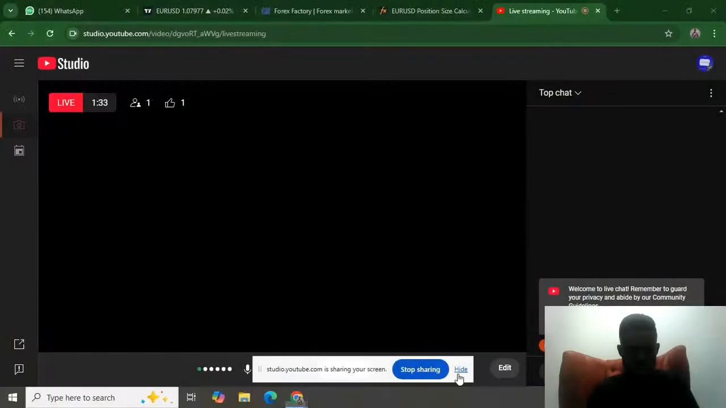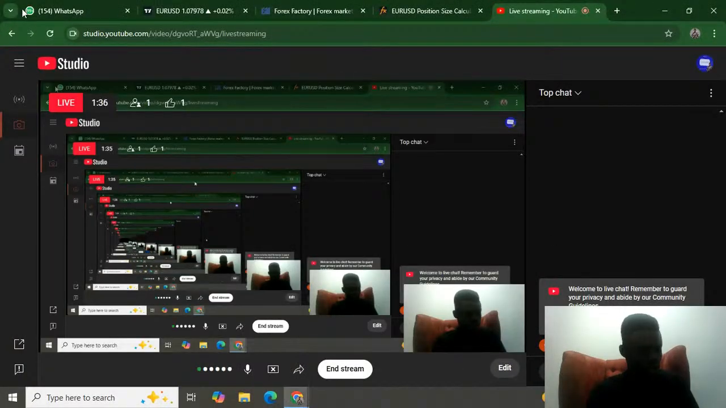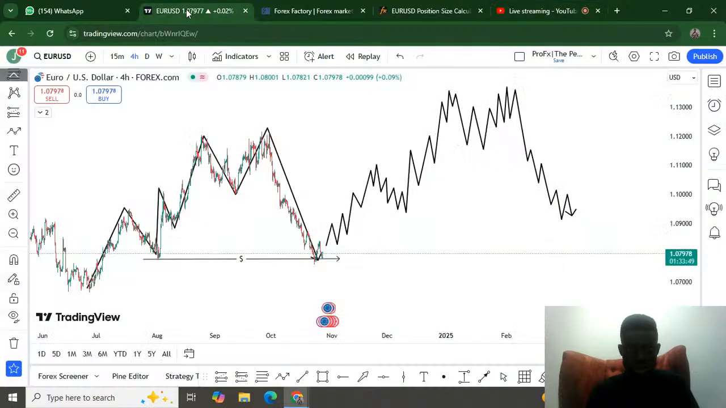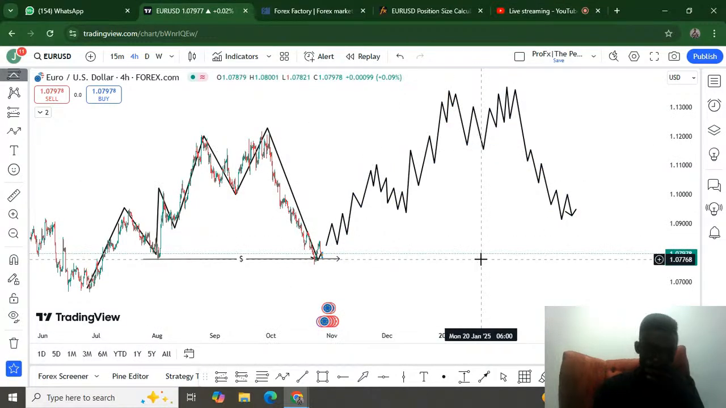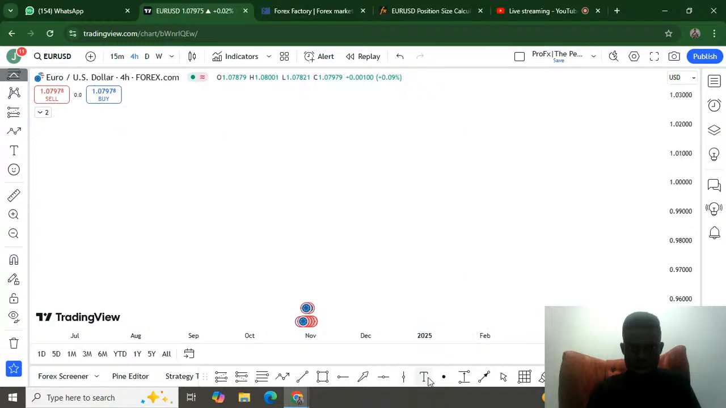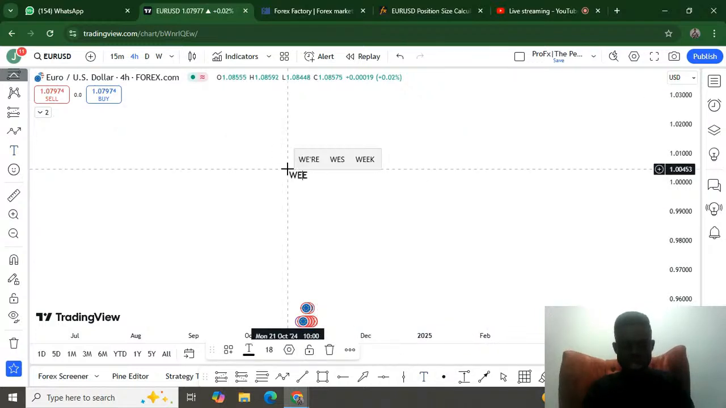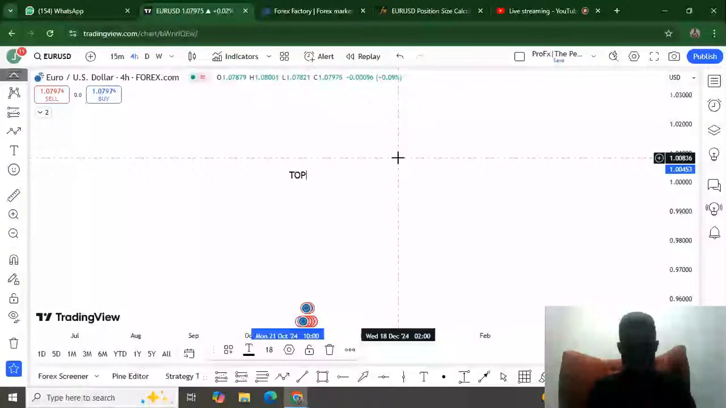Okay, yeah. So let me share my screen. So we are doing a top down analysis first off on USD. Now, this is how we are going to be going forth for the top down analysis: the time frame to use, the time frame for direction.